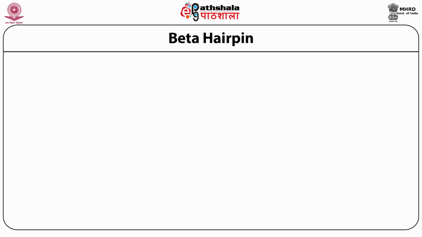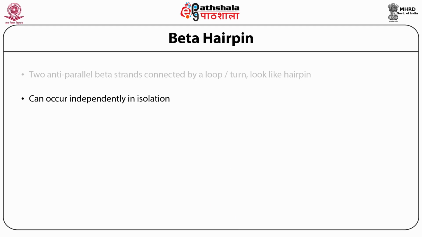Beta hairpin. This is one of the simplest supersecondary structures, where two antiparallel beta strands are connected by a loop or a turn, which looks like a hairpin. It's very similar to the hairpin which girls keep in their hair. So basically two beta strands are connected by a loop or a turn, and this is the simplest structure which can actually occur independently in isolation. So you can design a small beta hairpin which can be stable in solution.